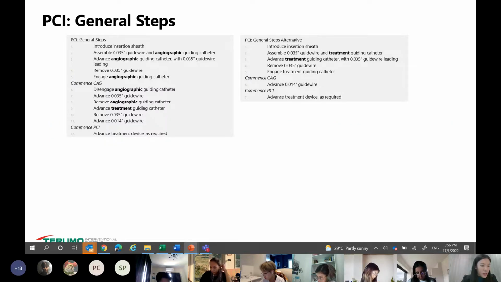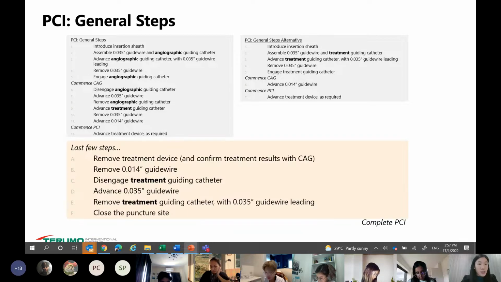Okay, so after the treatment device, we went through the PCI general steps on the top. After using this treatment device, some further steps may be required before completing the procedure. So the device will be removed, and treatment results will be confirmed by CAG. Remember, after I remove the treatment device, I typically don't remove my 014 wire. I will check my angiogram first, just to make sure that everything is fine, and then I will remove my 014 wire, and then disengage the treatment guiding catheter.